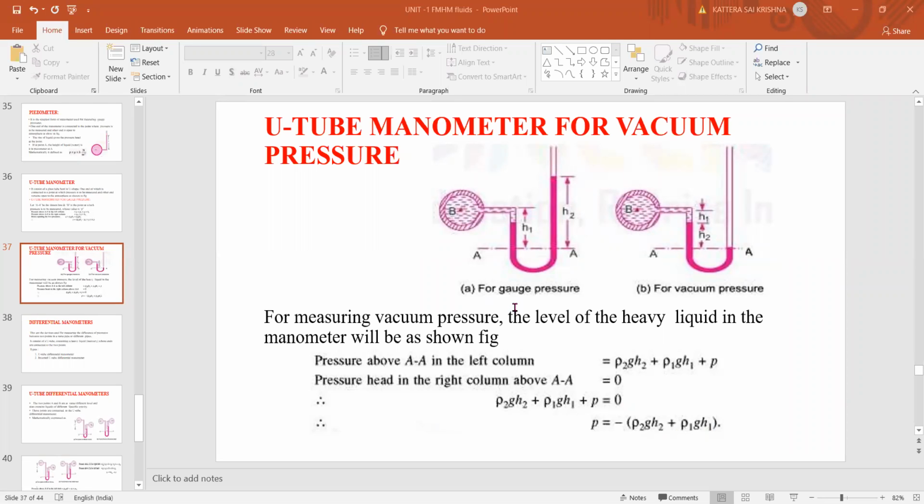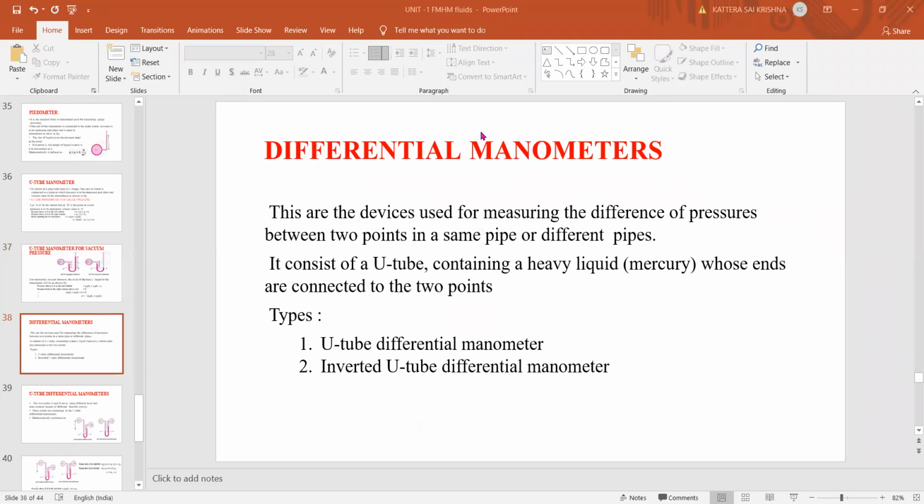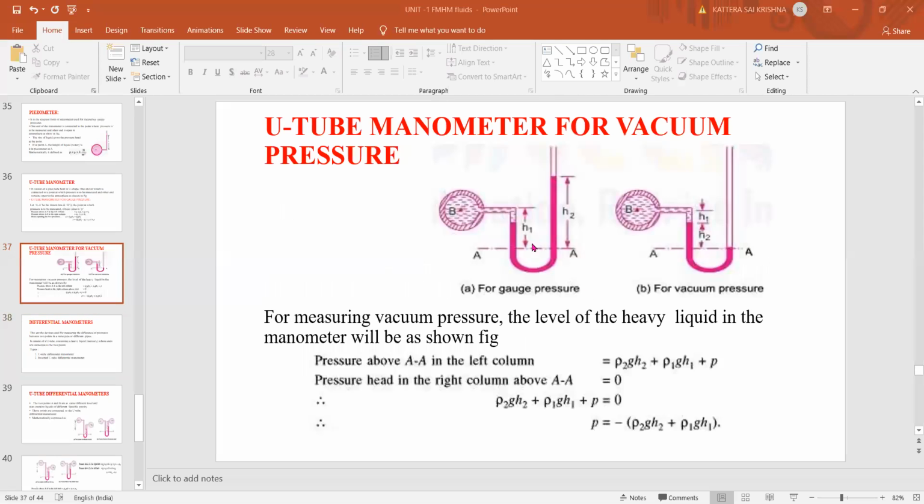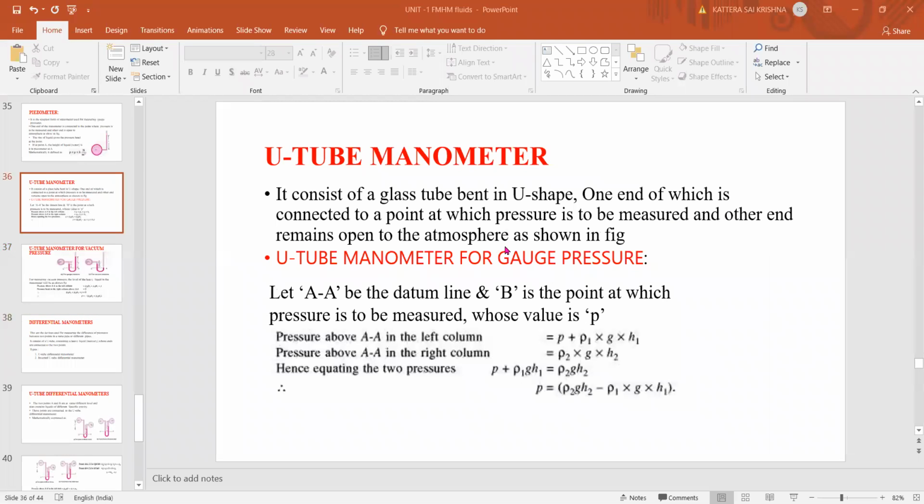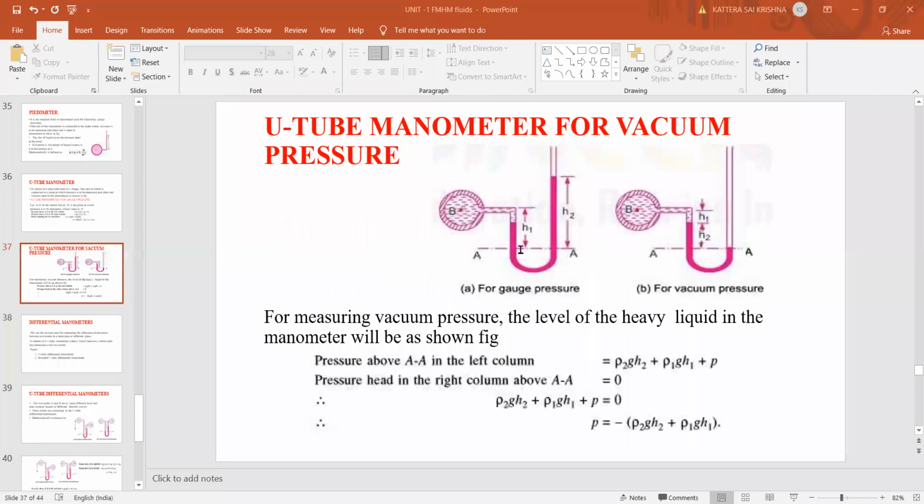Okay. So after that, we have your differential manometers. Before going to that, we'll solve one or two problems on just the U-tube manometer. Later, we'll go for your differential manometers. Okay. Let's hold on.